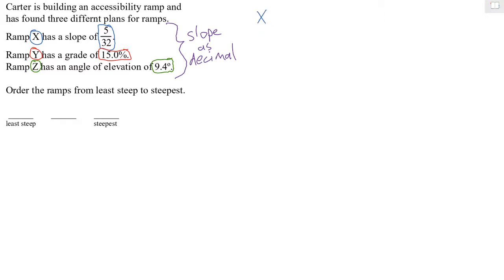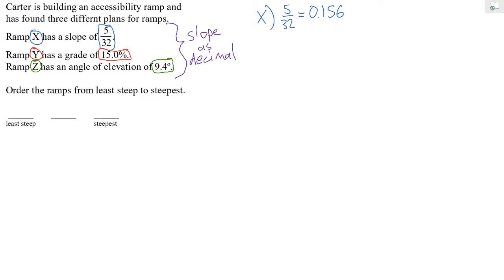So ramp X is a fraction. It is 5/32. And to turn that into a decimal, all you need to do is just 5 divided by 32 in your calculator. So I plug that into my calculator. I get 0.15625. I'll just keep 3 decimal places. That should be enough to compare. So rounded correctly it's 0.156.